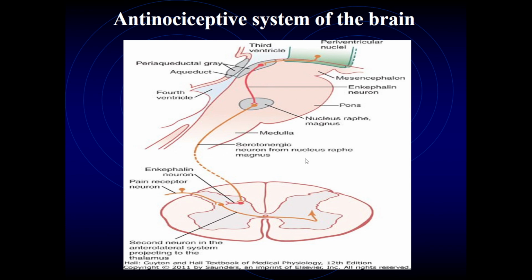Here you can see a picture of the antinociceptive system of the brain.